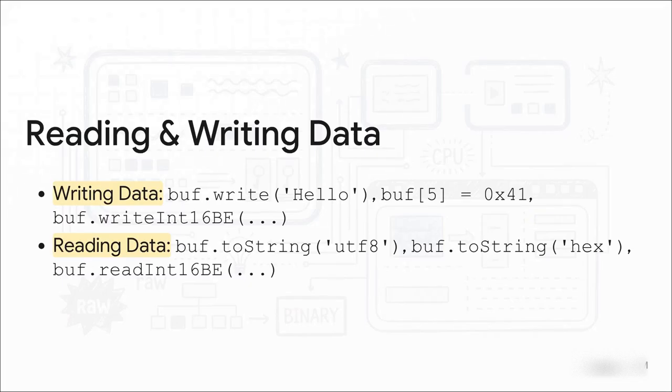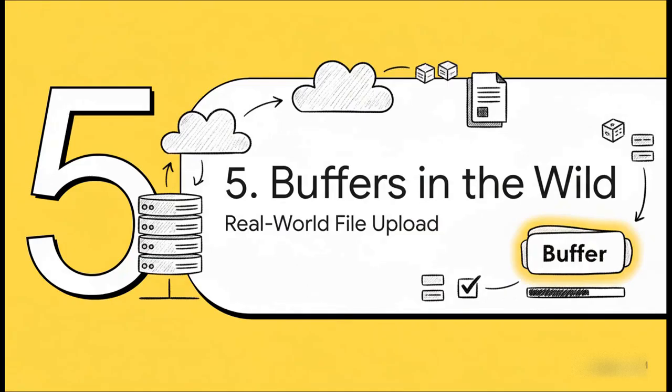So once you have your buffer, your assembly line, what can you do with it? Well, you can write data to it in all sorts of ways. You can write simple text like hello. You can poke a specific byte value directly into a slot, or you can even write very specific number types. And reading is just the reverse. You can tell it to interpret the bytes as a string, spit out the raw hex code for debugging, or read back that specific number you wrote earlier. It's super flexible.